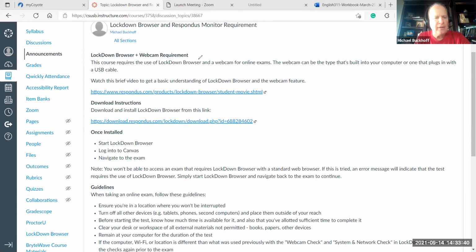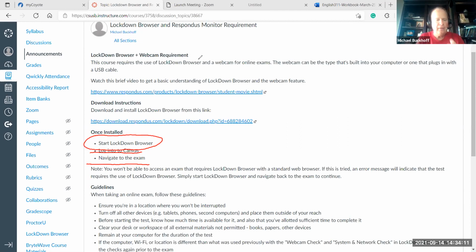You must start the lockdown browser first, or you're a 4-wheel drive truck stuck in the mud. You're not going to get anywhere. You have to start the browser first, right? You open up the lockdown browser. You go into Canvas, as it says here, and then you go to quiz 1. It's not open yet, but it'll be open beginning, I think, on Sunday. So those are the basic 3 steps.